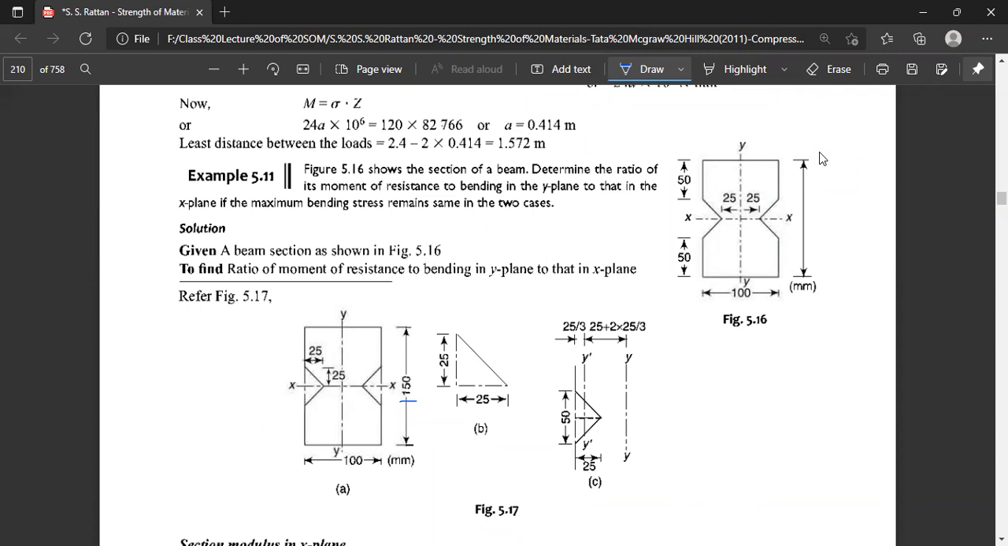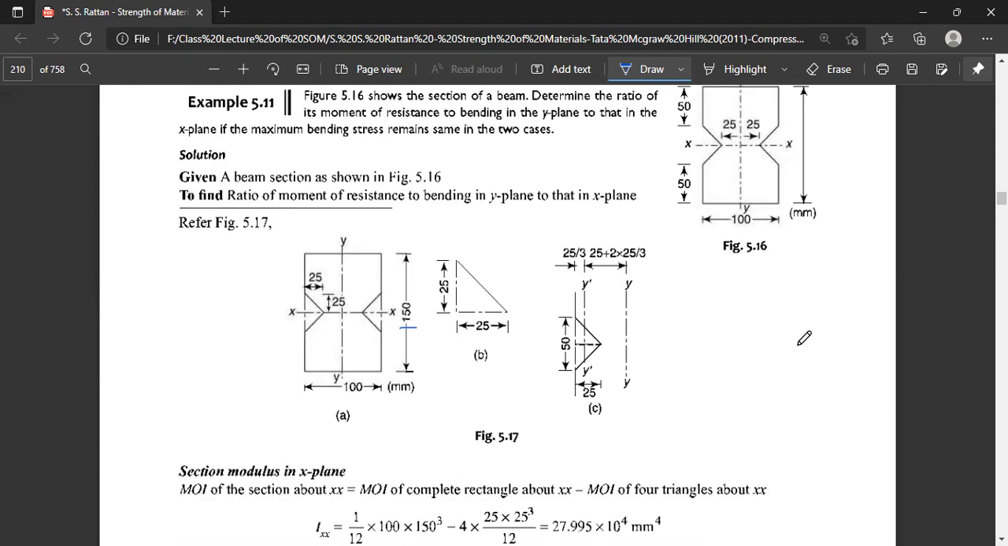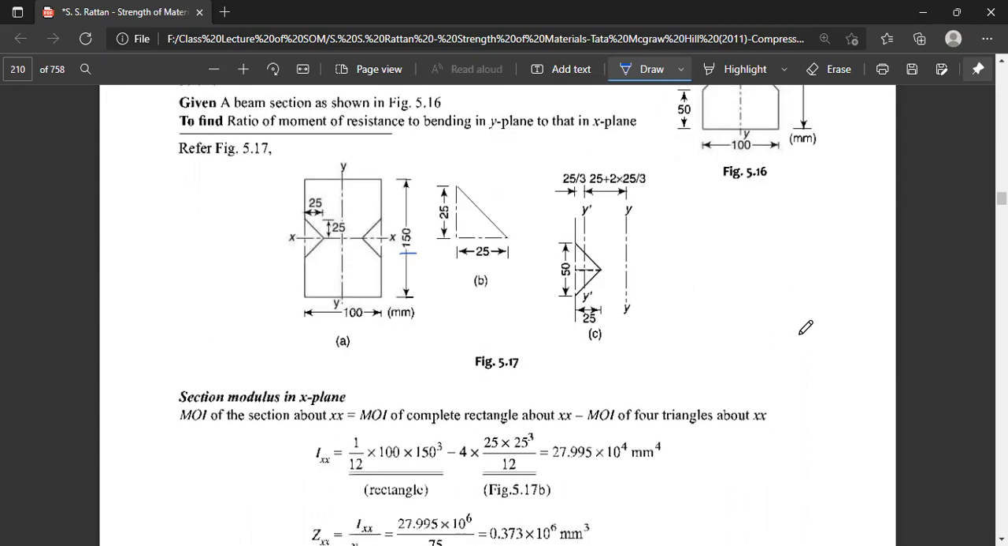And we have to find out the bending stresses or moments of resistance, which is equal to the bending moment for maximum stress for the XX and Y planes, and we have to make the ratio for the same. So first of all, here also we are supposed to find out the moment of inertia. First, we have to find out the moment of inertia in the y plane and that of the x plane. First, we have to know the section modulus along the x plane.